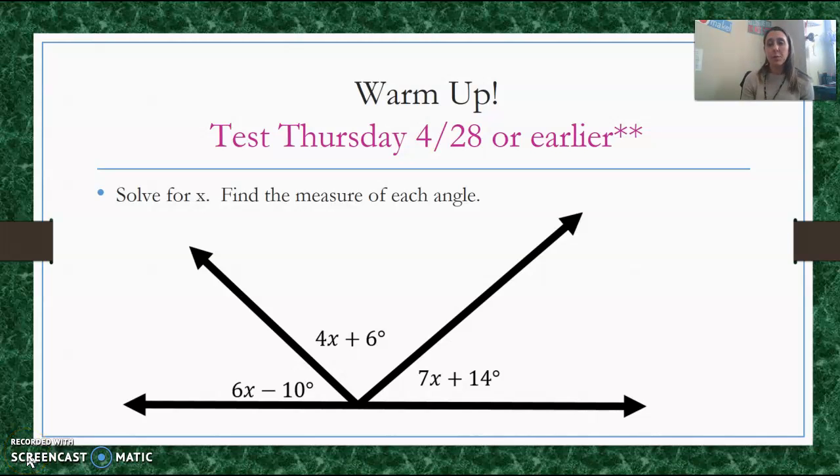Okay, functions, this is the review for the test. So remember, when we have something like this, this is called a supplementary. These are supplementary angles, meaning the sum of all of these angles are going to add up to 180.